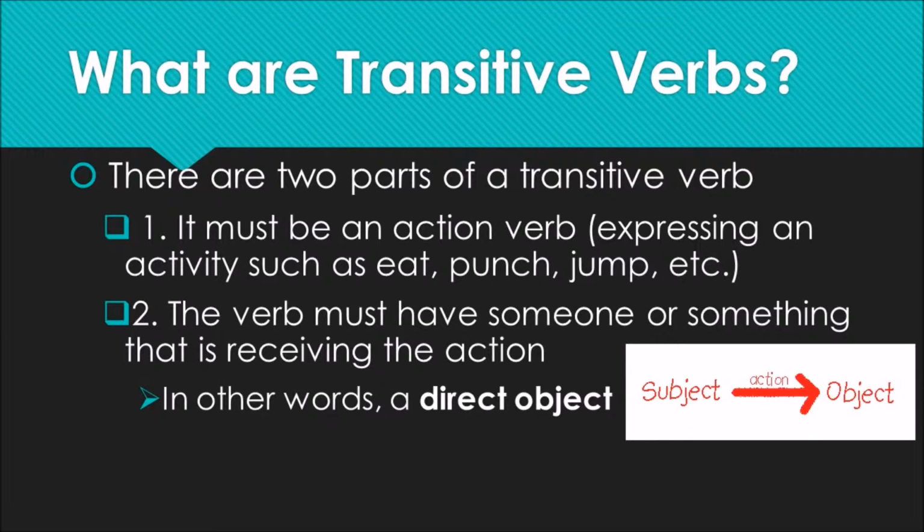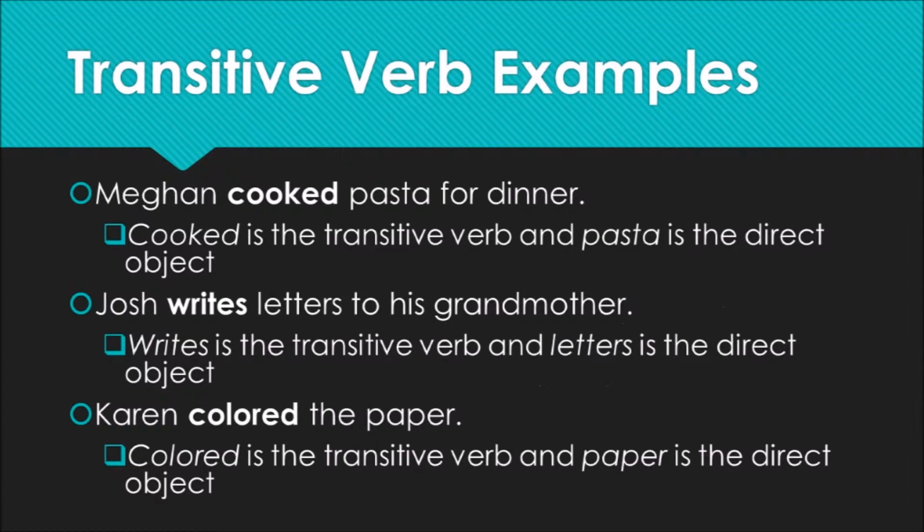Well, a transitive verb has two parts. The first part is that it must be an action verb, so it expresses an activity such as eating, punching, jumping, or just any doable activity. The second part is that the verb must have some sort of someone or something attached to it that is receiving the action. In other words, a direct object.